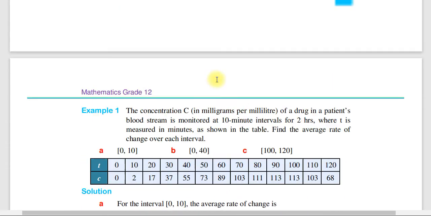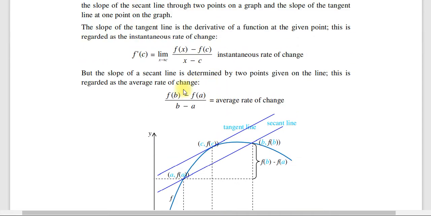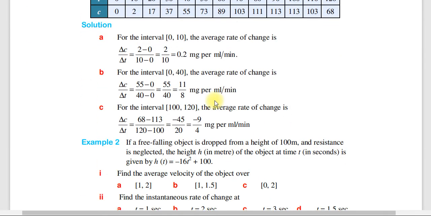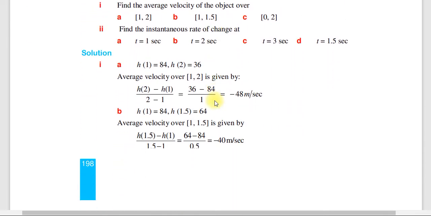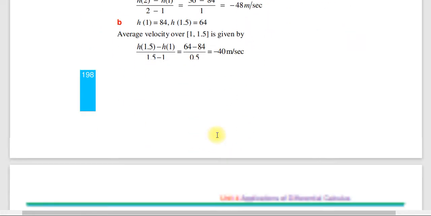How do we do this? We use the formula given above, f of b minus f of a over b minus a. So h of 2 is 36 minus 84 over 1, which is minus 48 meters per second. For b, we want h of 1 and h of 1.5. h of 1.5 is 64 minus h of 1, which is 84, over 0.5, which is negative 40 meters per second. We do the same for the others.